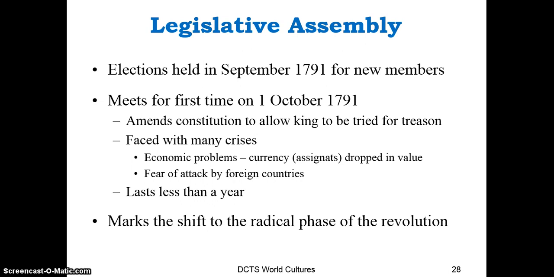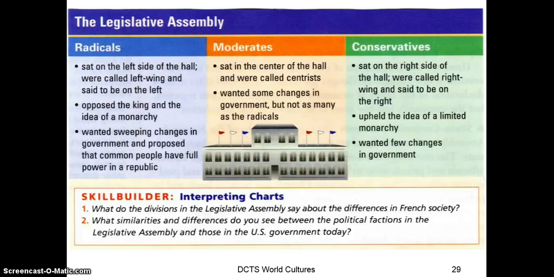Once this happens, the next phase, the radical phase, is going to start. To give you an idea, you can read this and write this down in your notes. This describes how the Legislative Assembly met and how they sat down. This also gives birth to our idea here in America of the left and the right, with Republicans and Democrats. If you notice, the radicals sit on the left side of the hall, conservatives sit on the right side of the hall, which should sound familiar to anybody familiar with American politics. Conservatives are generally seen as being on the right. Liberals are definitely seen on the left.